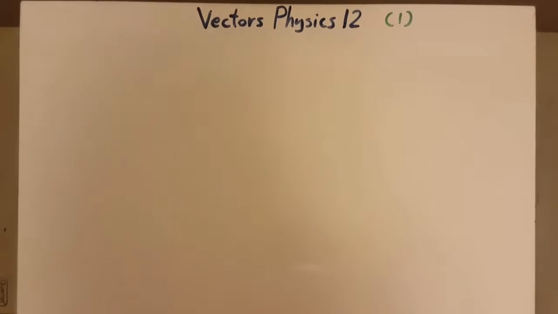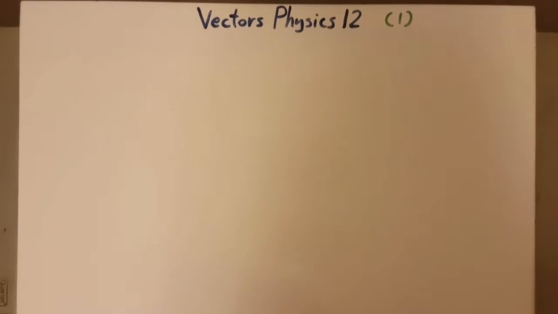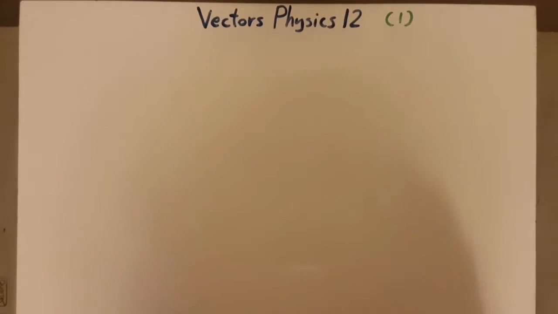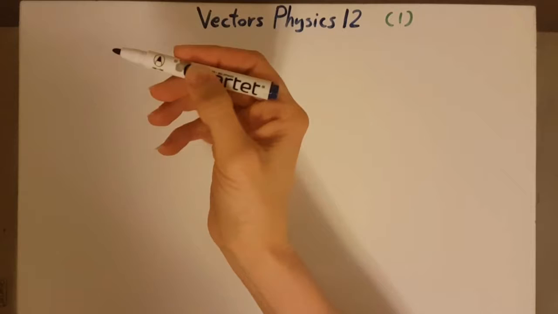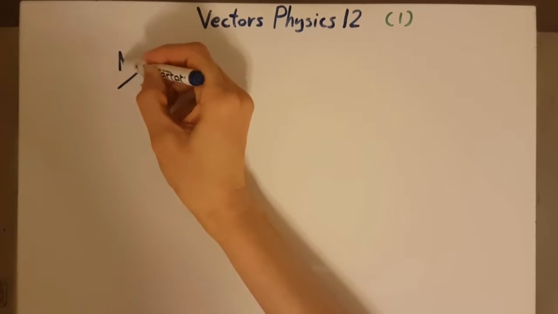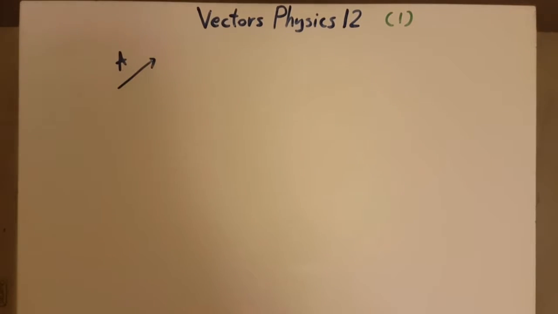Okay, now I start with a very important concept in physics. You know that a vector is different than a scalar. Scalar quantities have only magnitude, however vectors have magnitude and direction. So a vector is something which has magnitude and direction. This is vector A and this is vector B.